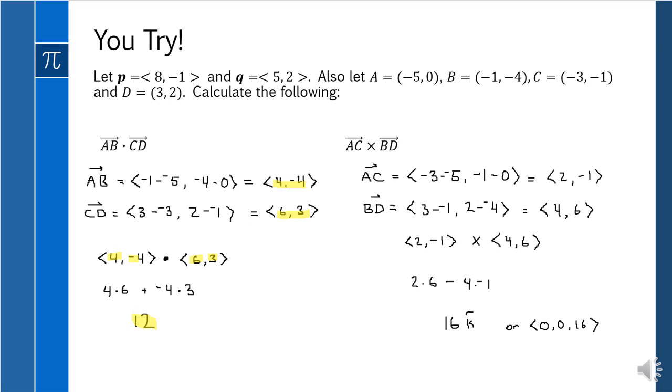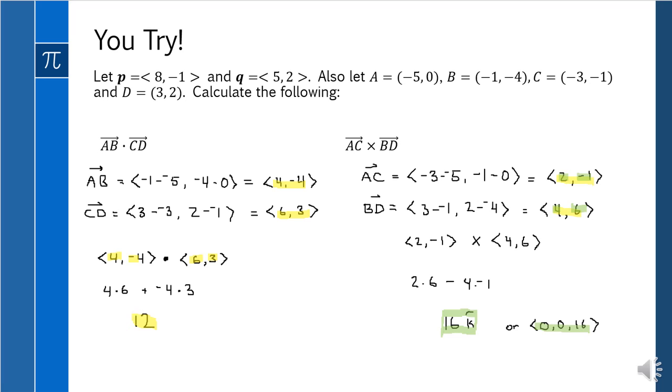For vector AC, I ended up with 2, -1. For vector BD, it was 4, 6. And so when you cross product those, you're doing 2 times 6 minus 4 times -1. And that ends up with a magnitude of 16. But remembering that your answer does need to be a vector, not just the number 16, it is 16k, or 0, 0, 16.